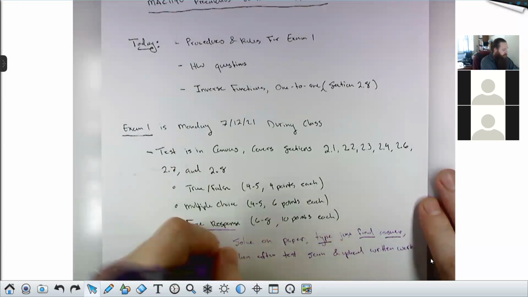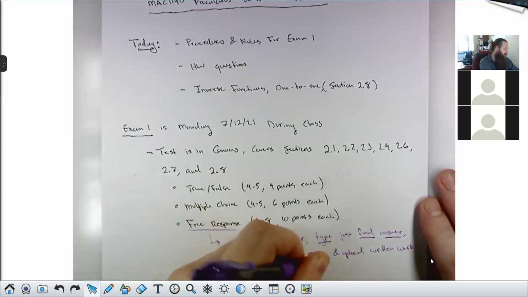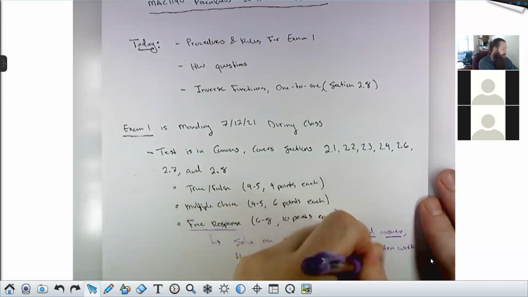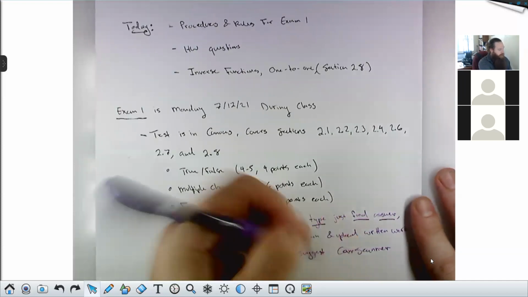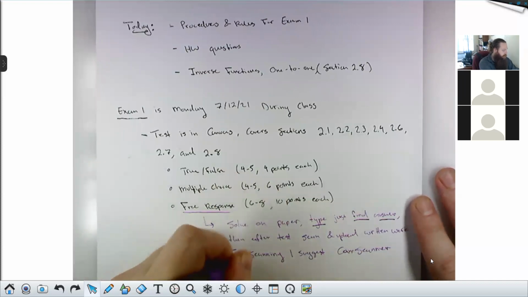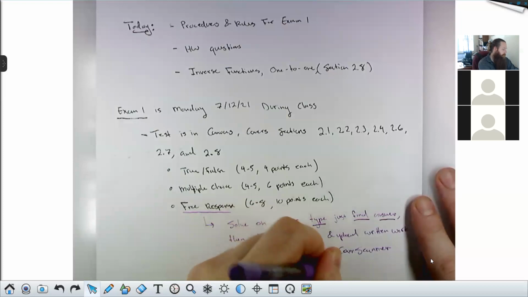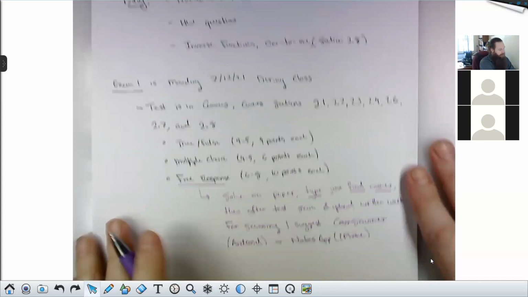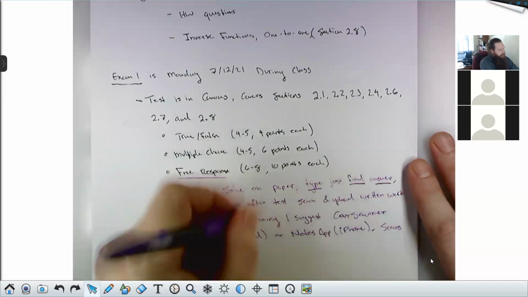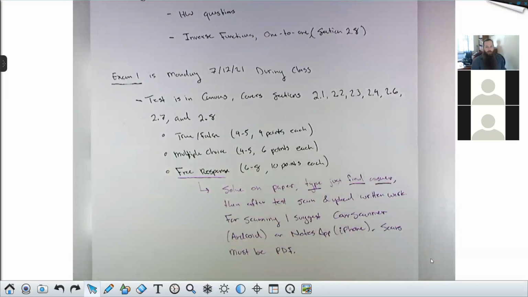For the scanning, I suggest the app called Cam Scanner. It's free. It's available for Android and iPhone. But if you're on Android, I really strongly suggest that. Or if you're on iPhone, you can use the Notes app. I need the scans to be a PDF. So if you have another app you like more, by all means use it. Cam Scanner is just the best one I've found so far.